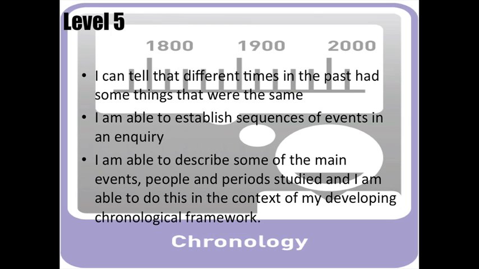At Level 5, progress is shown in the following three ways. I can tell that different times in the past had some things that were the same. In other words, students are beginning to demonstrate the process of continuity. Students are able to establish sequences of events. And students are able to describe some of the main events, peoples and periods studied, and are able to do this within the context of developing their chronological framework.